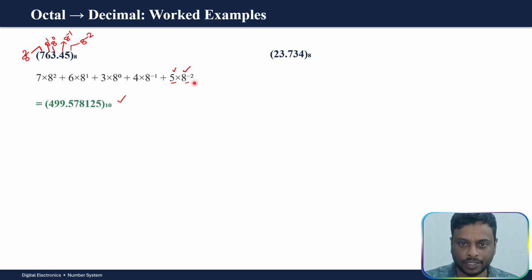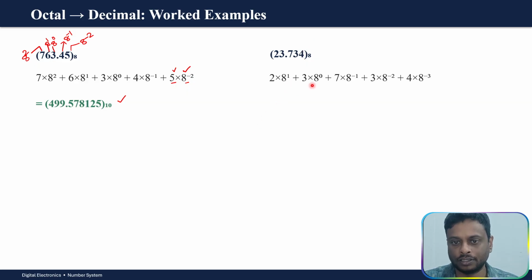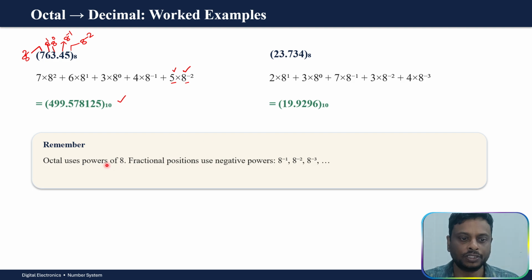Similarly, we can convert this one. So 23 means 2 into 8 plus 3 into 8 to the power of 0. Likewise, 8 to the power minus 1, 8 to the power minus 2 and minus 3. So we express this number as the sum of the digits times their weights, and the answer is this one. So this is octal to decimal number system. Octal uses powers of 8.